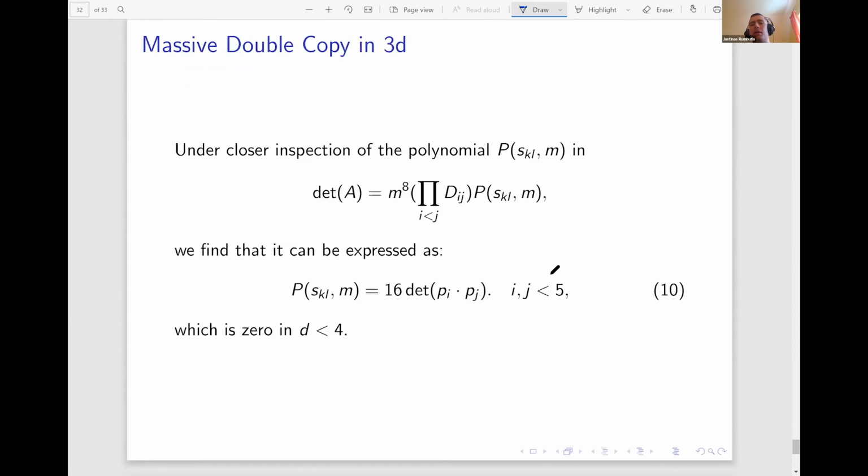So now we are looking more closely at the spurious pole in the massive Yang-Mills 5-point amplitude, which actually has some structure. It can be expressed as the Gram determinant of 4 out of 5 of these external momenta, of the external states.